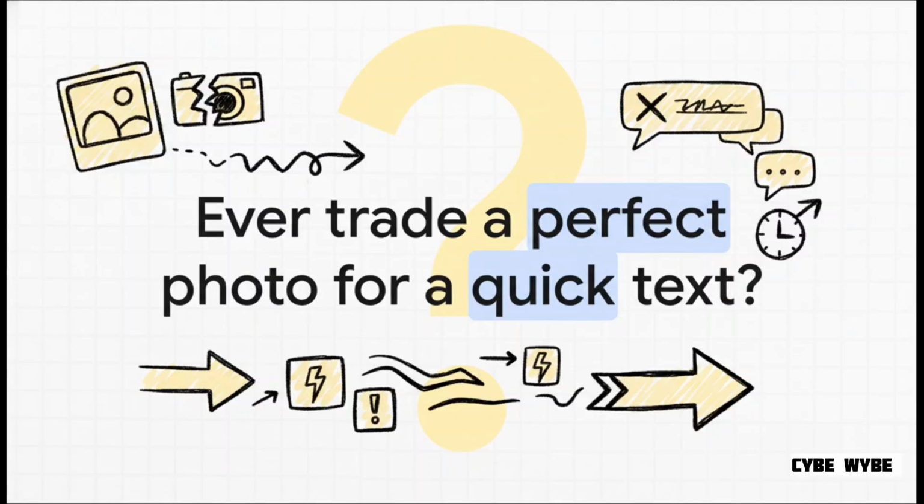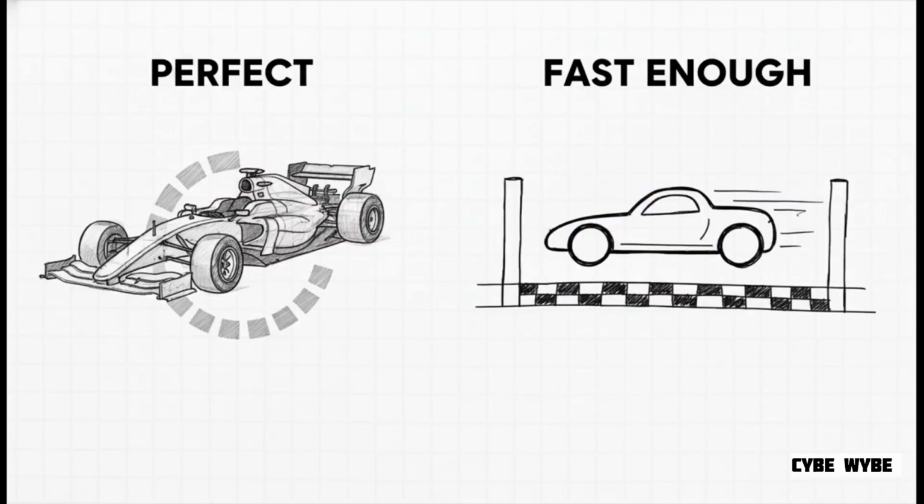I mean, think about it for a second. Have you ever sent a blurry, kind of pixelated photo just to get the message across, like, right now? Or maybe you fired off a quick text with a typo because stopping to proofread it would just take too long? If you've done that, you've already made the exact same choice that we're talking about today. And that is the big idea here.